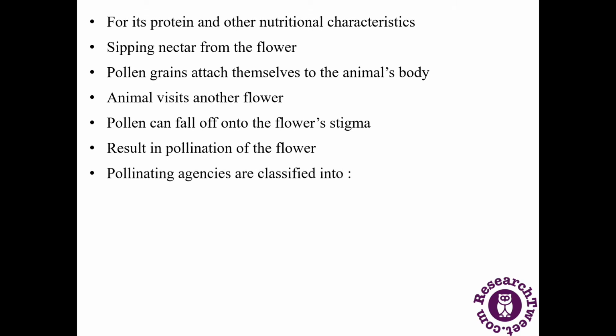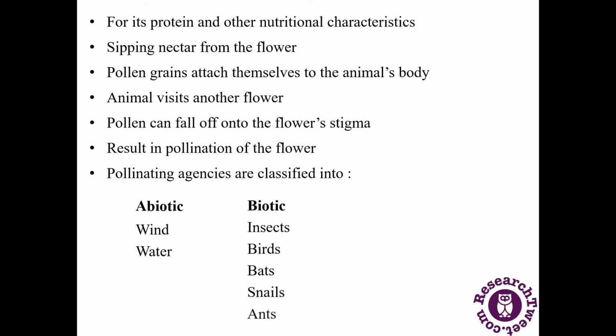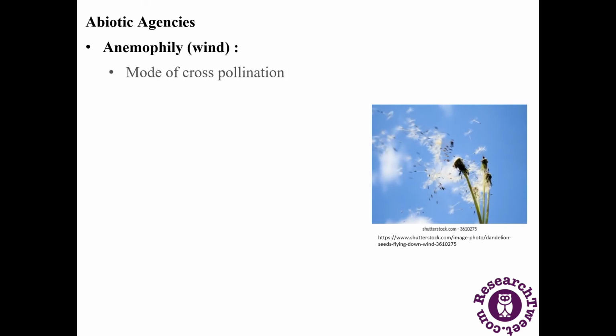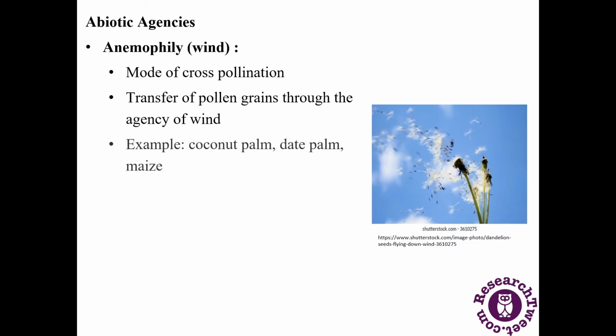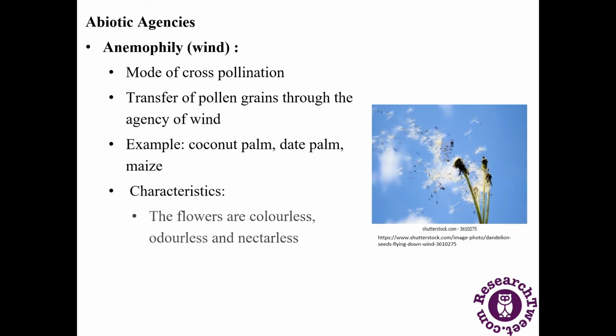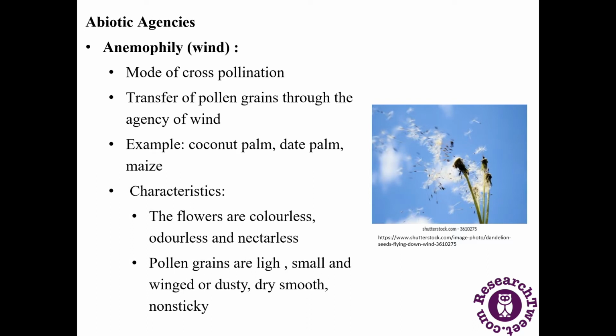The pollinating agencies are classified into abiotic and biotic. Abiotic includes wind and water. Biotic includes insects, birds, bats, snails, ants, etc. Abiotic agencies. Anemophily, wind. It is a mode of cross-pollination or transfer of pollen grains through the agency of wind. Example: coconut palm, date palm, maize, etc. Characteristics: the flowers are colorless, odorless, and nectarless. Pollen grains are light, small, and winged, or dusty, dry, smooth, and non-sticky.